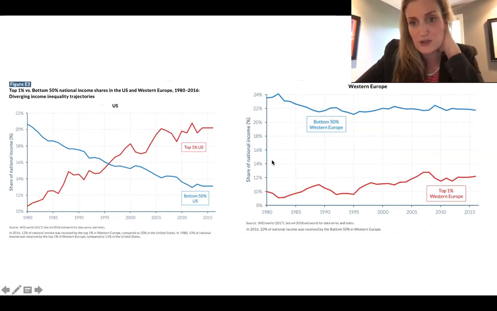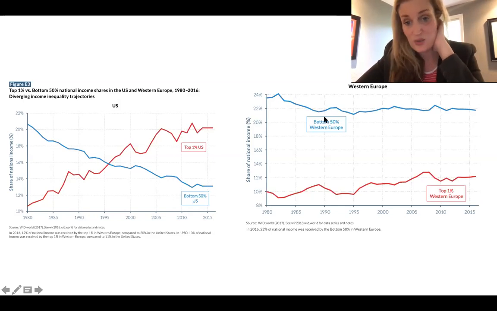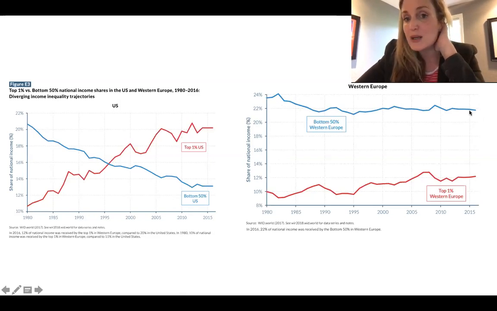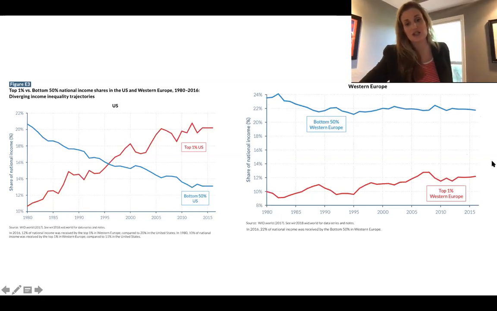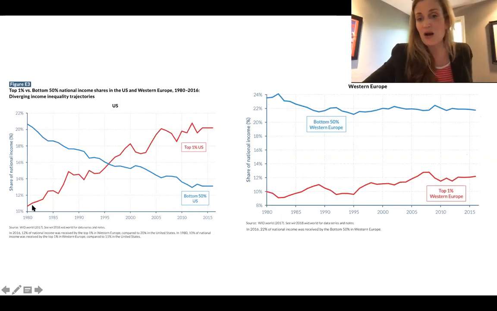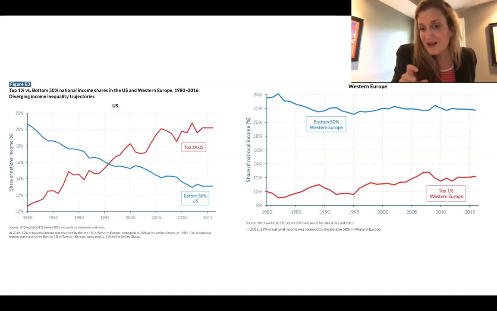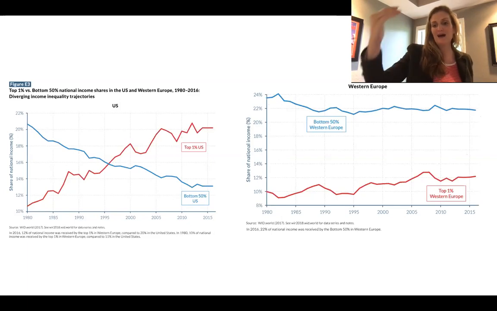A reversal of fortunes. In Europe, the situation is much, much different. In Europe, things look somewhat similar in the 1980s, but the bottom 50% in Western Europe still has 22% of the national wealth, and the 1% has increased from 10 to 12. So while in the US it's gone from 10 to 20, in the UK the 1% has not increased their fortune at the same level.